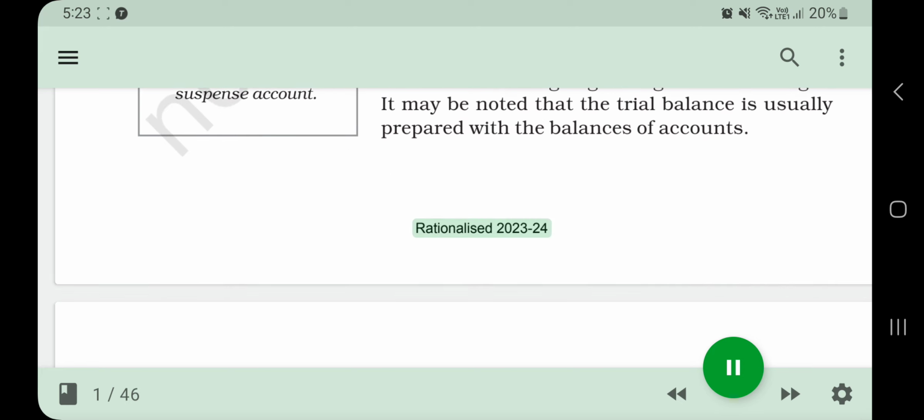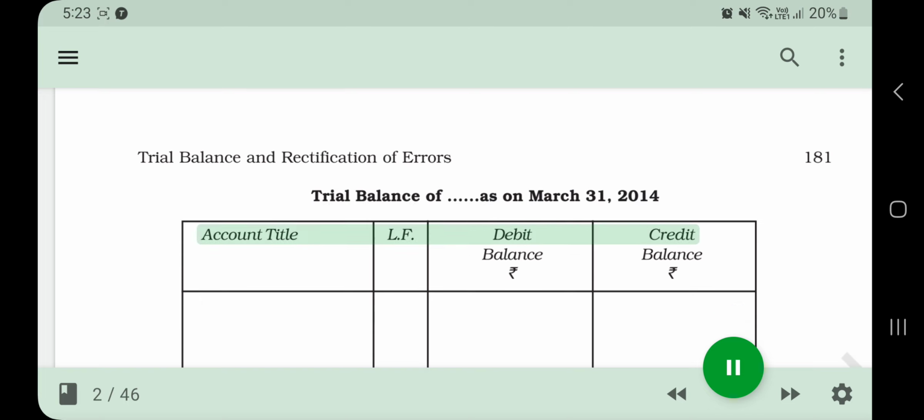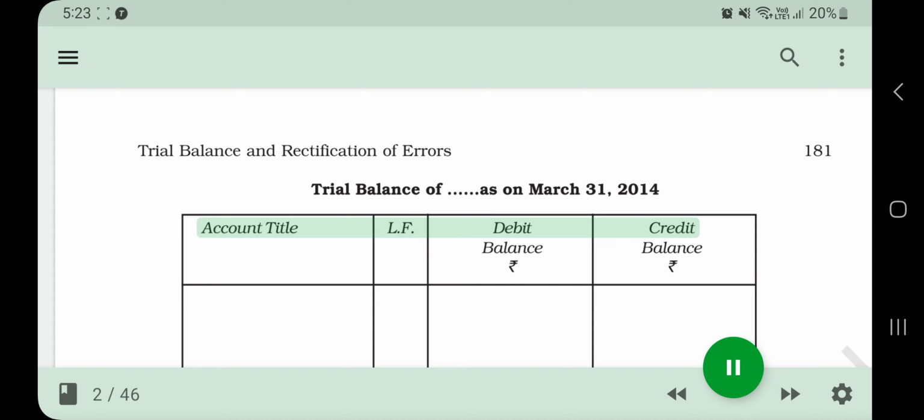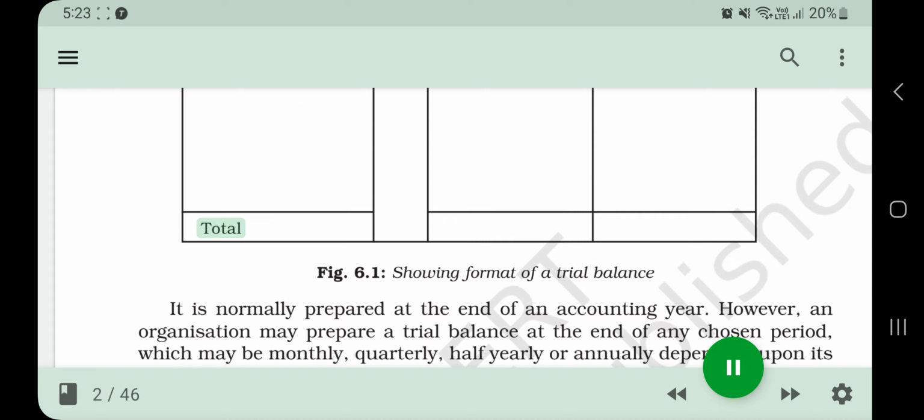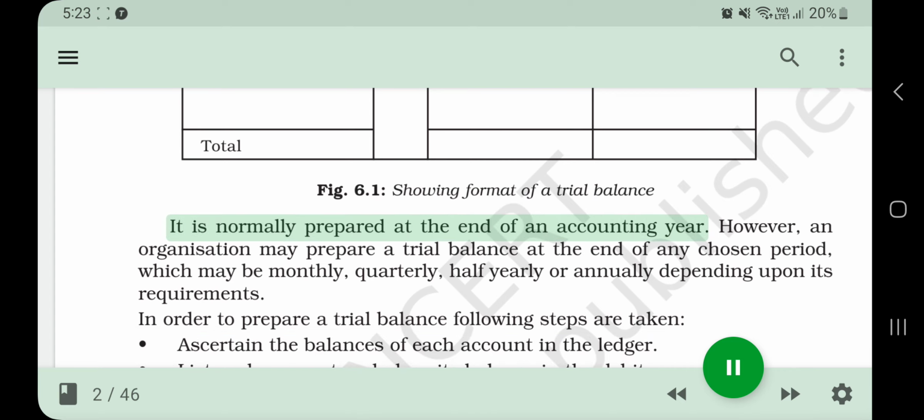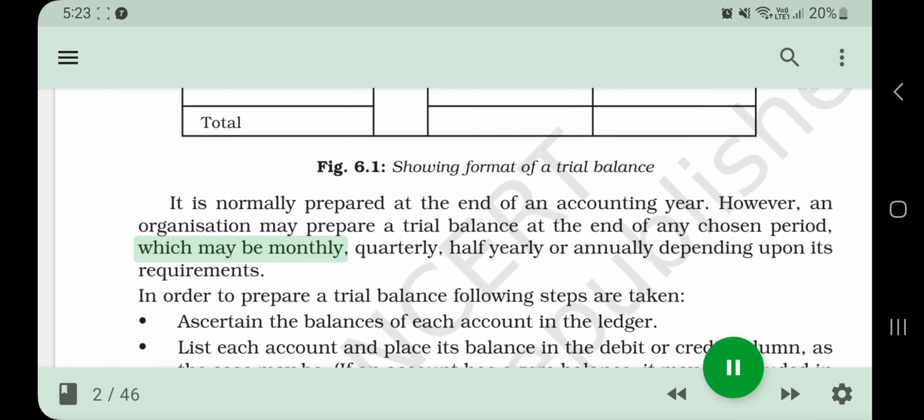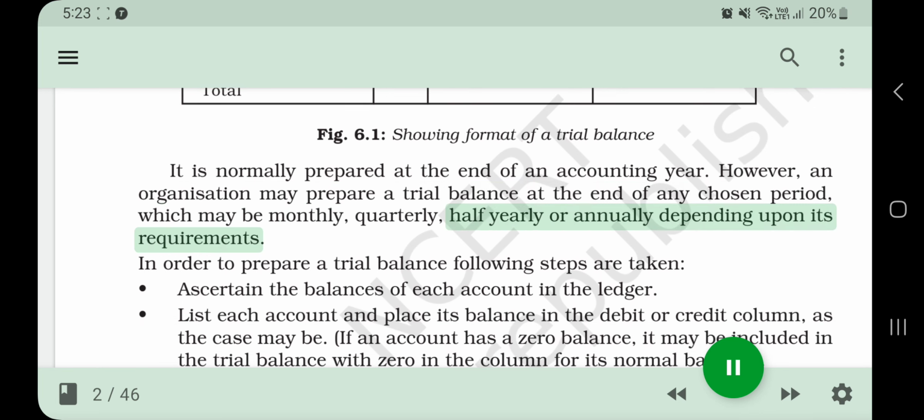Rationalized 2023-24. Trial Balance and Rectification of Errors. 181. Trial Balance of as on March 31, 2014. Account title, LF, Debit, Credit. Balance. Total. Fig. 6.1. Showing format of a trial balance. It is normally prepared at the end of an accounting year. However, an organization may prepare a trial balance at the end of any chosen period, which may be monthly, quarterly, half-yearly or annually depending upon its requirements.